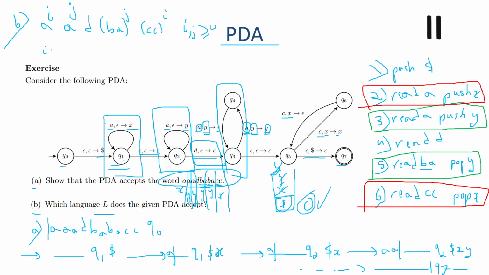Now, if i and j are 0, does that mean D gets accepted? If I only have the D string, do I get accepted? Well, yeah, I push $1. I go here, free transition. I read the D. I go here, free transition, and then I just pop the $. So yeah, indeed, it does get accepted. Cool.